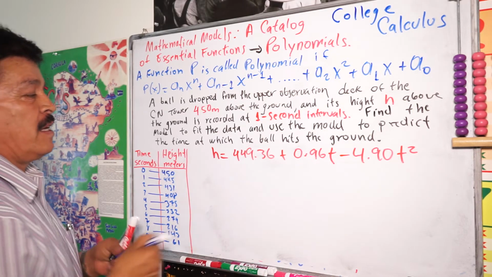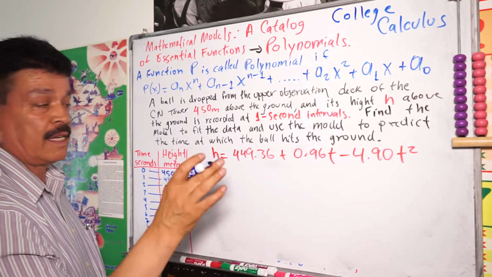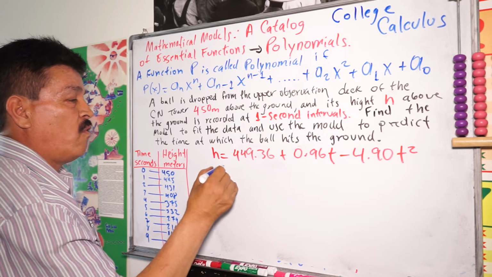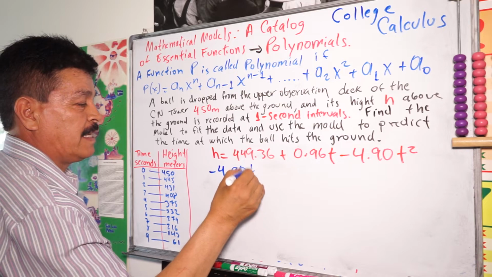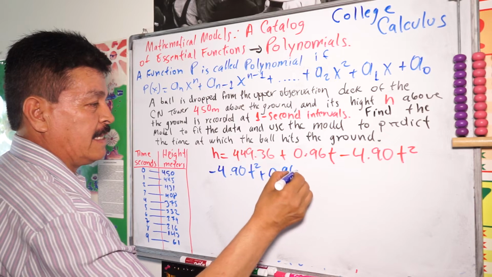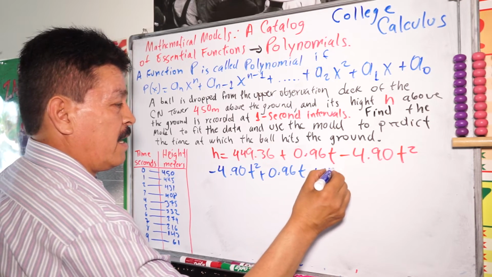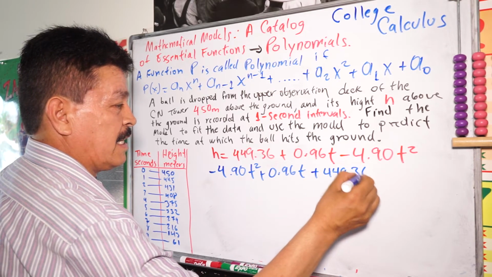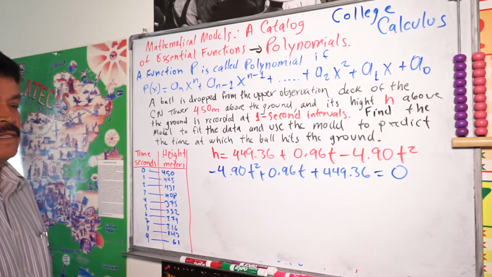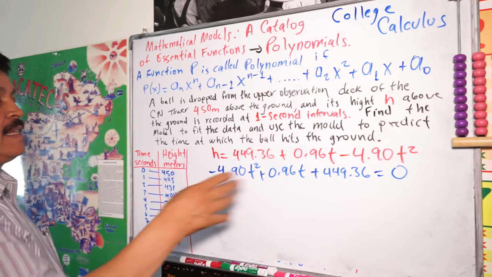Okay. We need to organize this problem as a quadratic function. So it starts like this: minus 4.90 t to the second power plus 0.96 t plus 49.36 equals, of course, 0. That's our quadratic equation. So this is the quadratic.